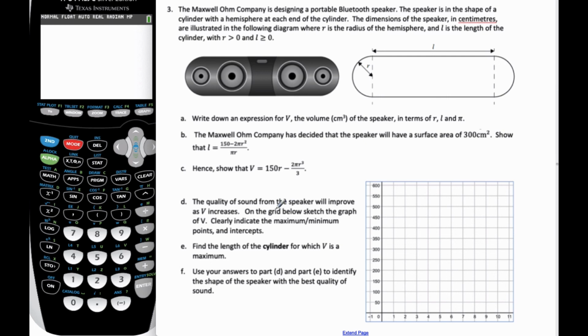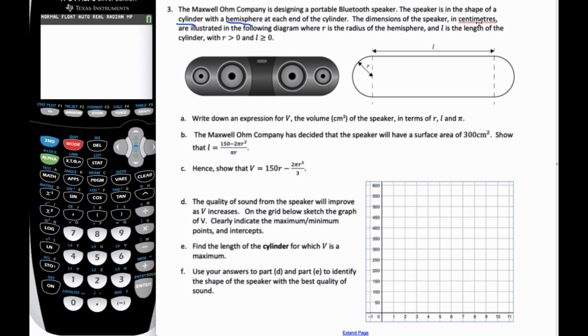Okay, it's Mr. Robs here, and we are going to look at another problem with volumes and surface areas of combined figures. Here we have a company who's designed a portable Bluetooth speaker. The speaker is in the shape of a cylinder and a hemisphere on each end. So a hemisphere and a hemisphere on both sides.